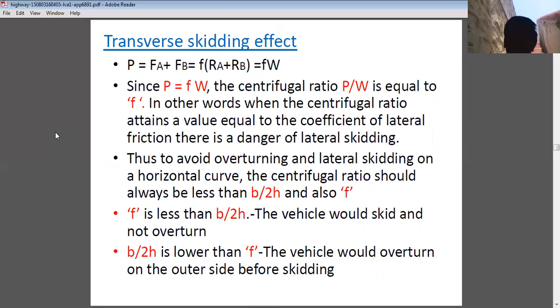In other words, when the centrifugal ratio attains a value equal to the coefficient of lateral friction, there is a danger of lateral skidding. Friction should be more than the centrifugal ratio. Thus, to avoid overturning and lateral skidding on a horizontal curve, the centrifugal ratio should always be less than b/2h or friction f. If f is less than b/2h, the vehicle would skid and not overturn. If b/2h is lower than f, the vehicle would overturn on the outer side before skidding.